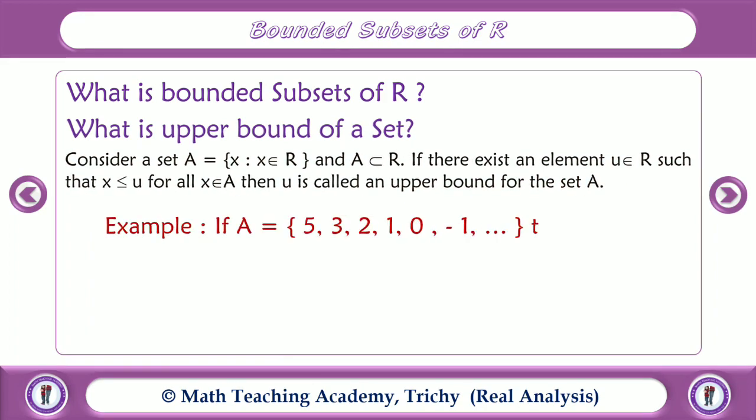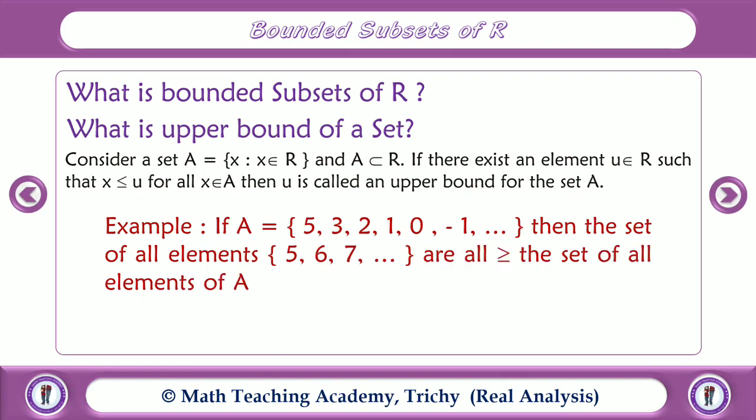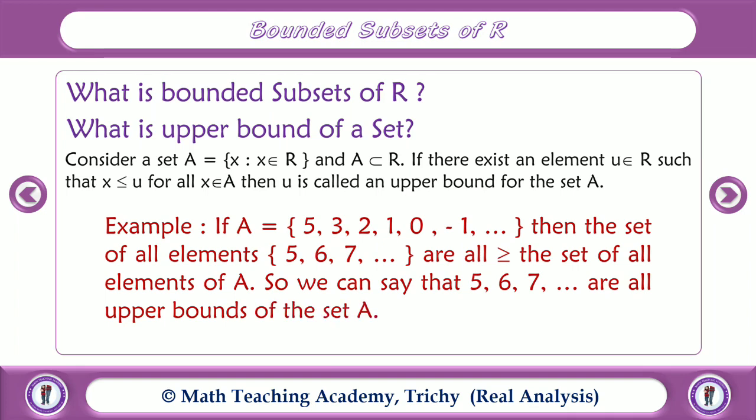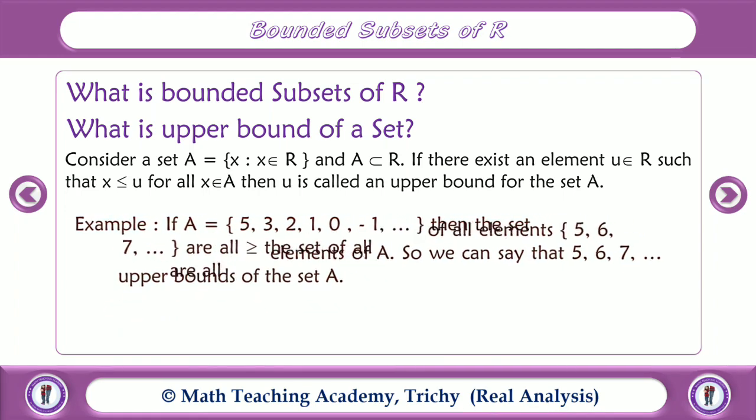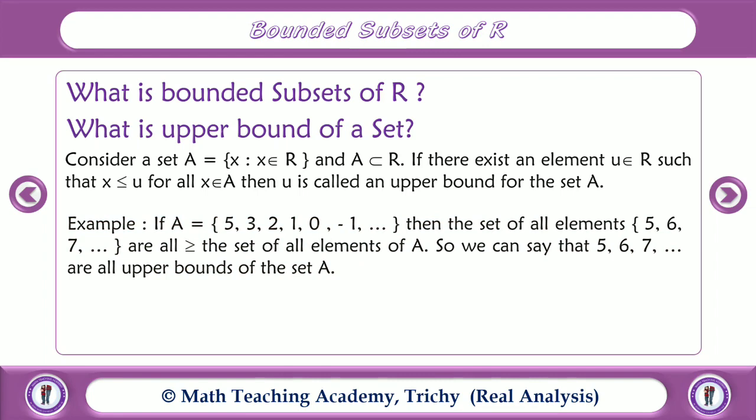Have a look at this example. If A is equal to the set 5, 3, 2, 1, 0, minus 1, etc., then the elements 5, 6, 7, 8, etc. are all greater than or equal to all the elements of A. So we can say that 5, 6, 7, etc. are all upper bounds of the set A. From this you can easily say that a set may have one or more upper bounds.